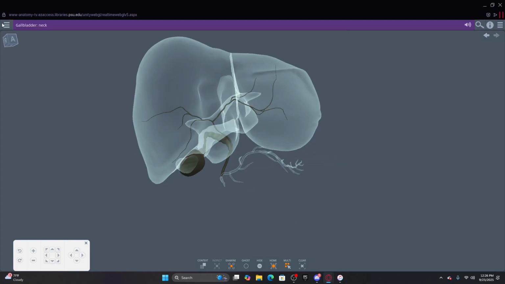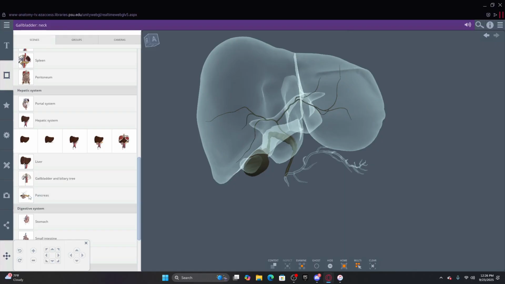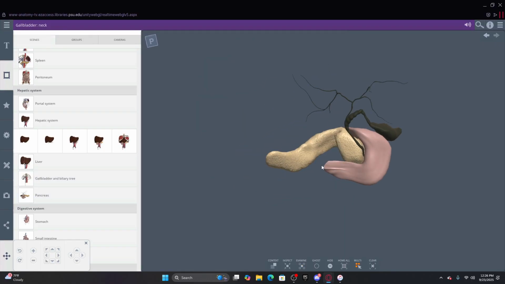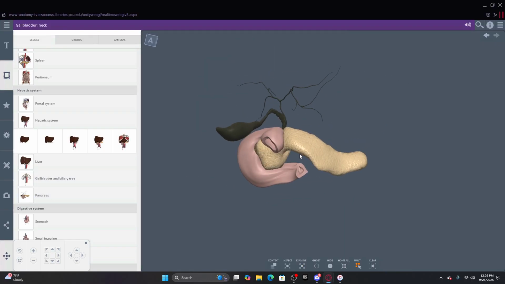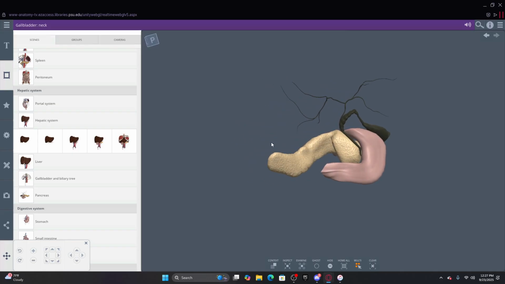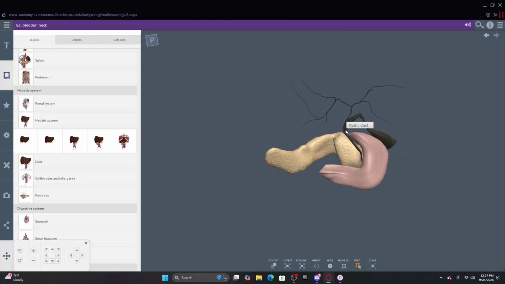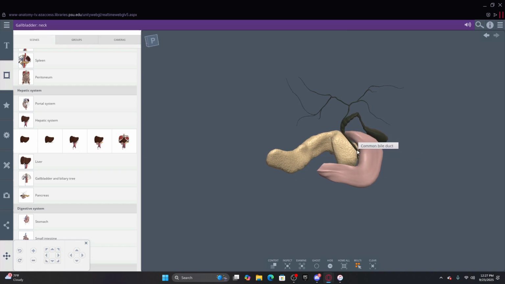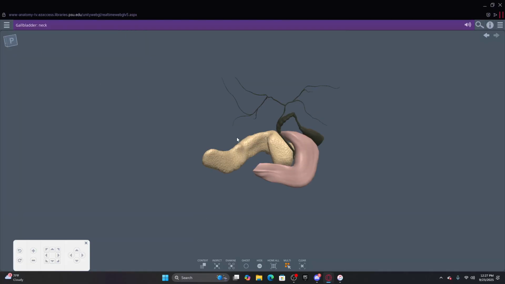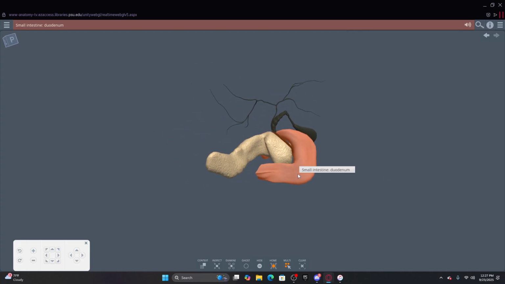And also, I want to show you something with the pancreas as well. I just want to show you that bile is being inserted into the duodenum. You see that? We see our common bile duct going all the way to the duodenum. We can't really see that in lab, but you can see that here.